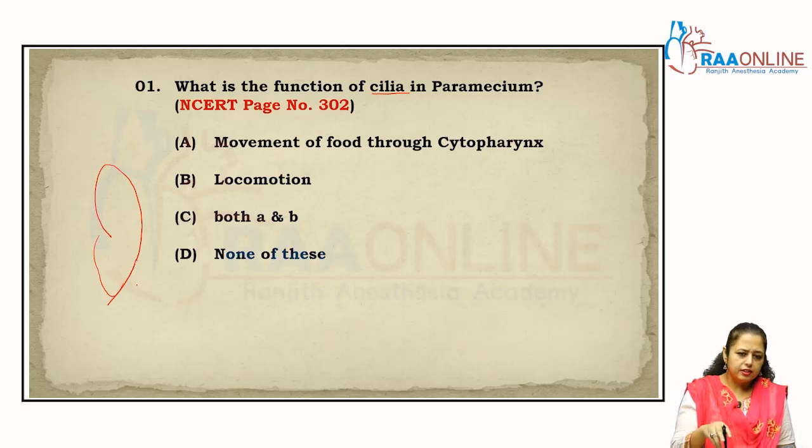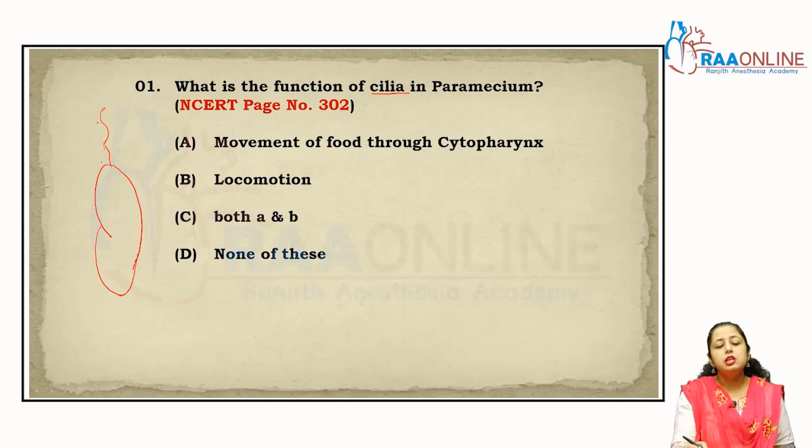Its structure is something like that. The slipper animalcule, and the cilia are present here, which help in locomotion as well as in the movement of the food through the cytopharynx. So the correct answer is C. It is given in NCERT. This is the exact line of NCERT, given on page number 302 in the first paragraph.